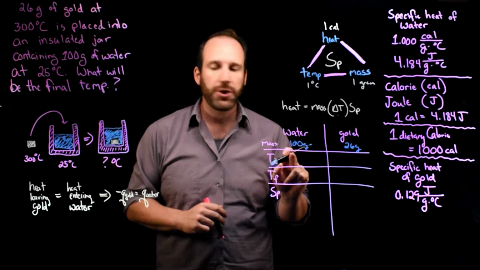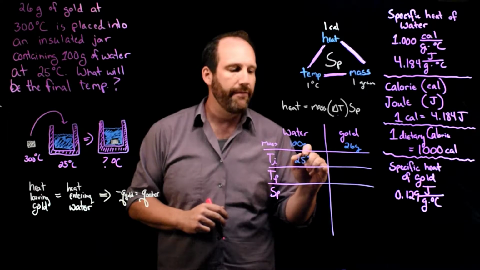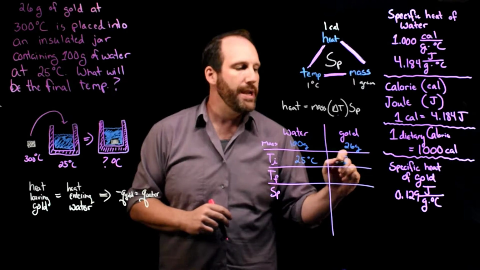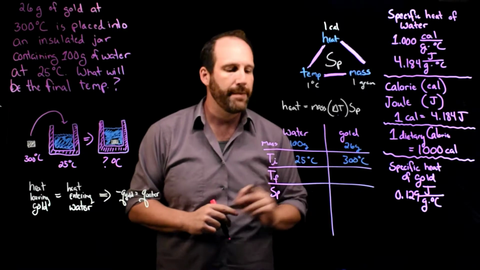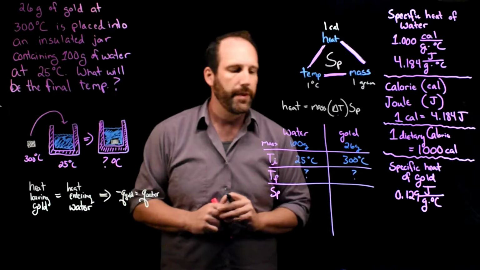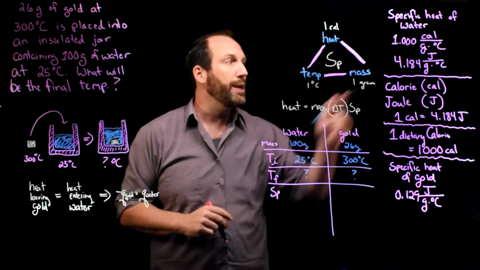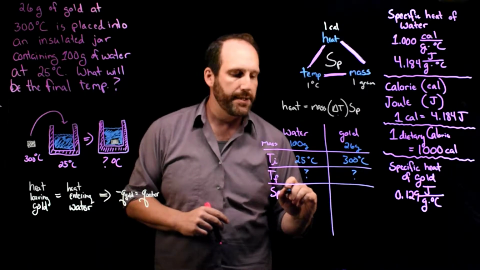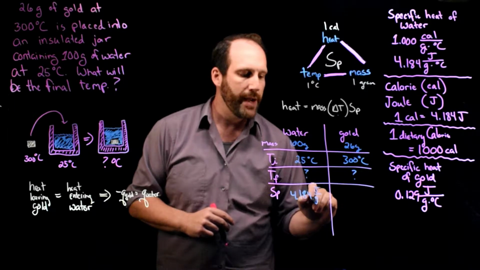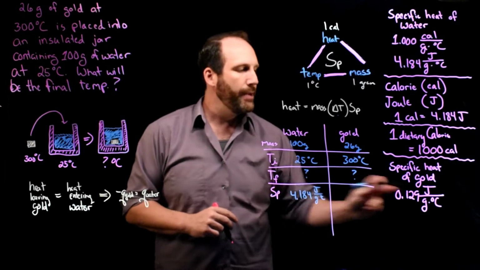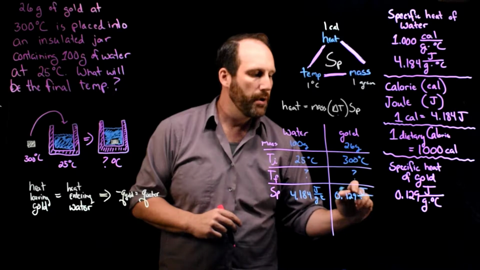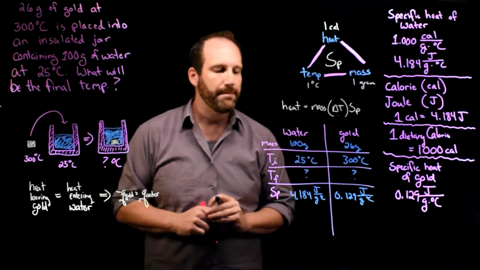We know the initial temperature of the water is 25 degrees Celsius. We know the initial temperature of the gold is 300 degrees Celsius. Final temperature, we don't know. And specific heat, we do know. We know that water's specific heat is 4.184 joules per gram degree Celsius. And we know that gold's is 0.129 joules per gram degree Celsius, right?